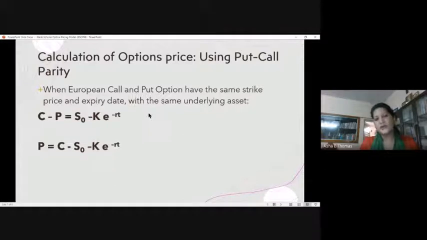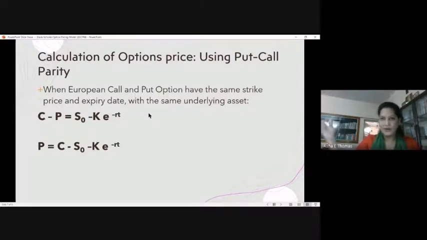K into e raised to negative RT is nothing but we are finding out the present value of that income which you are getting after 3 months or 4 months or 5 months. That's why you are making a comparison. Spot price is now, the 0th period. You are looking at what will be the return you are going to get after some time.